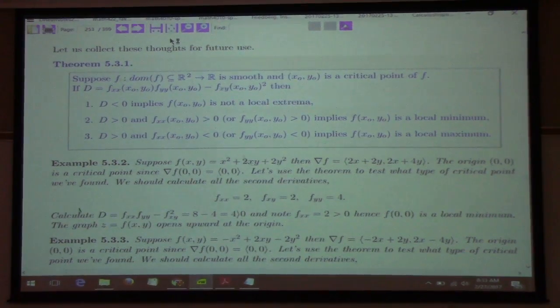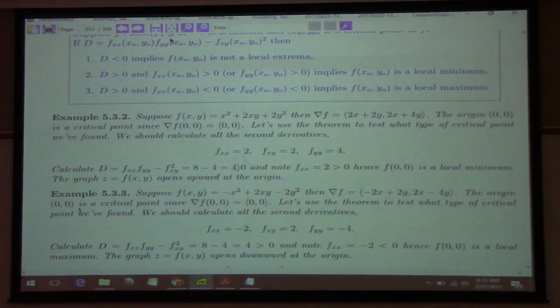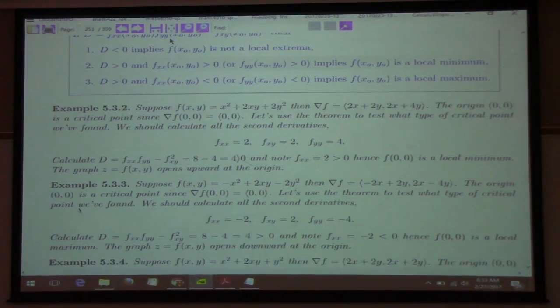In differential equations, I usually use D as like the derivative operator. D is a lot of different things in a lot of different places. But here, it means exactly that. And I also call that the Hessian. I would say technically it's the determinant of the Hessian matrix, but we usually just call it the Hessian.